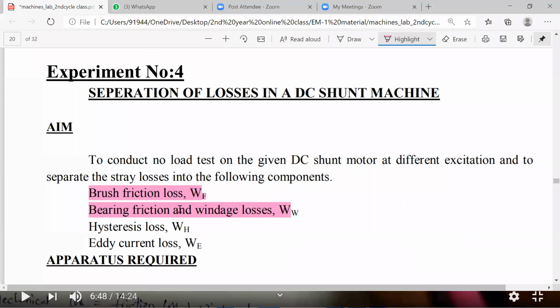In total we have four types of losses: brush friction losses, bearing friction and windage losses, which are the mechanical losses, and hysteresis losses and eddy current losses. These four losses we find out from this test. The test name is separation of losses in a DC shunt machine. These four losses are treated as stray losses or almost constant losses.